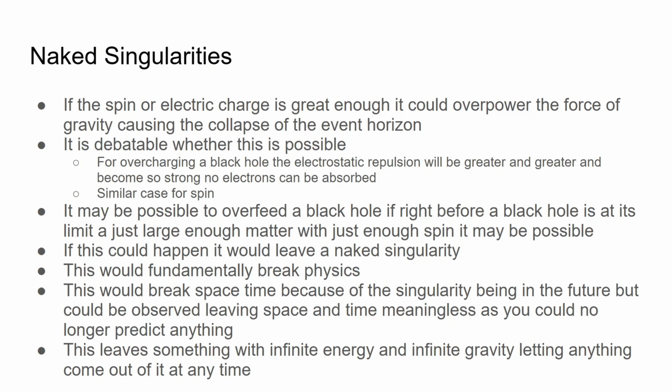So say if you were to shoot electrons into a black hole, which have a proportionally small mass, so that the black hole doesn't grow much but has a large charge. Probably eventually the electrostatic repulsion will overpower the gravity, and the black hole won't absorb electrons anymore. And then this similar concept also applies to spin.